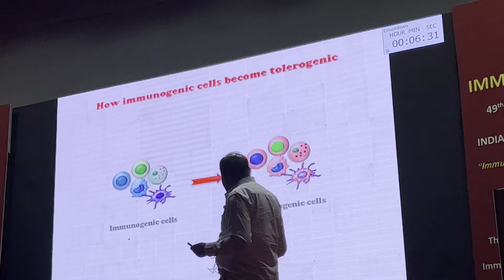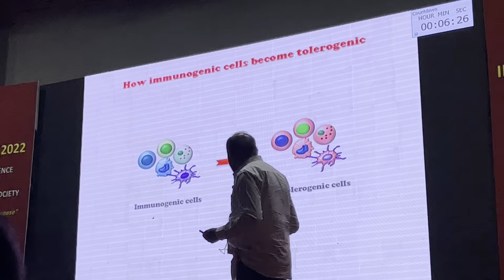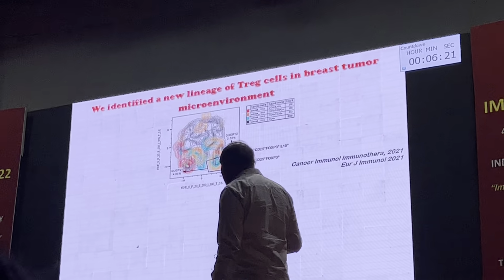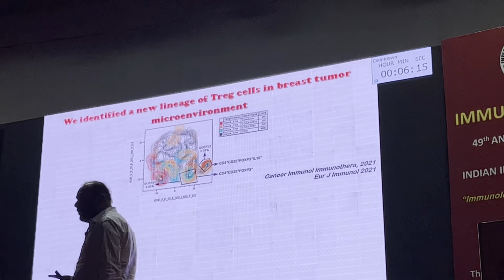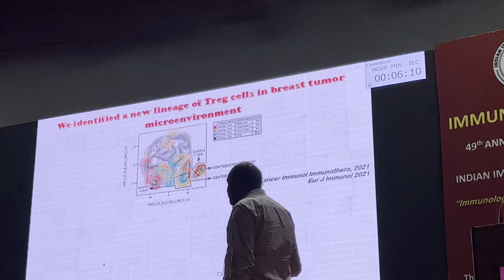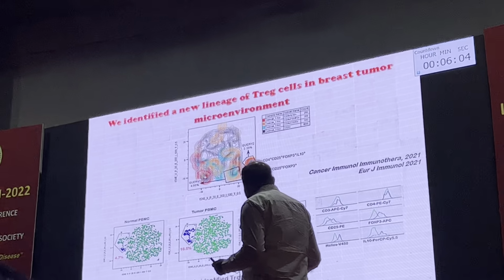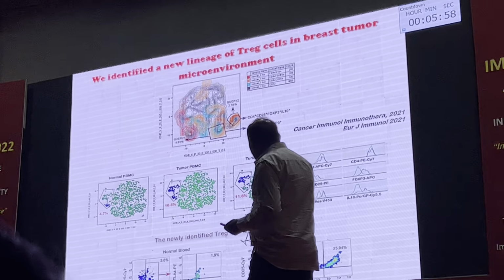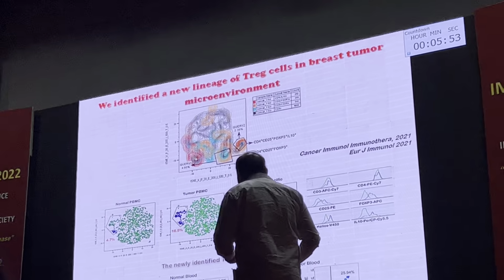To understand how these immunogenic cells become tolerogenic, we did lots of experiments. We identified one type of T regulatory cell that is specific for tumor. They are quite different from the other T regulatory cells, and they are highly IL-10 producing, very aggressive, and they produce lots of other factors that help the tumor to grow. We found that these cells are also CTLA4 positive, and they are quite different from the normal T regulatory cells.